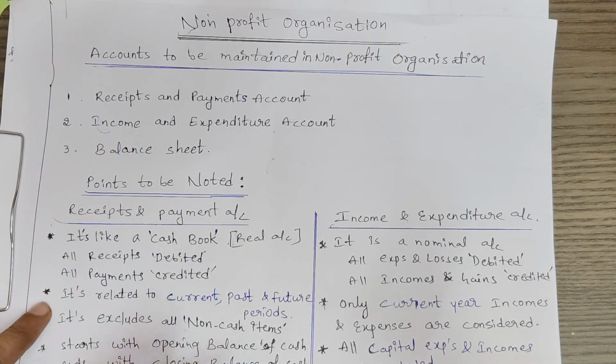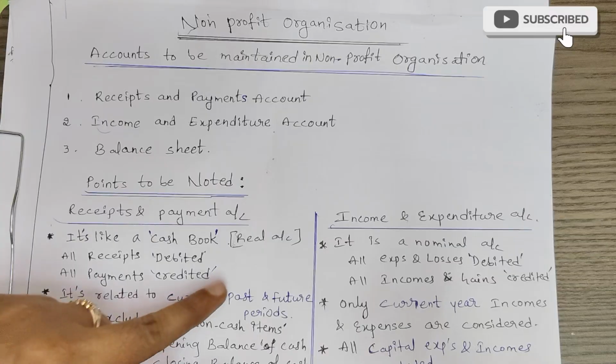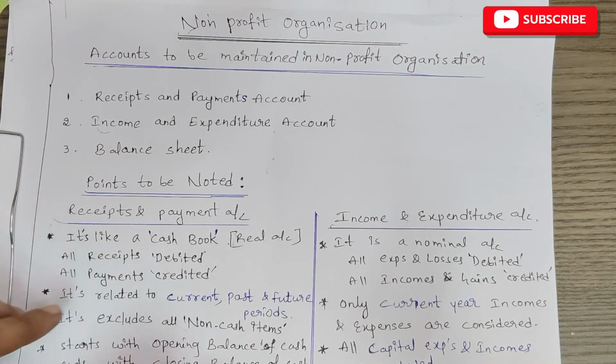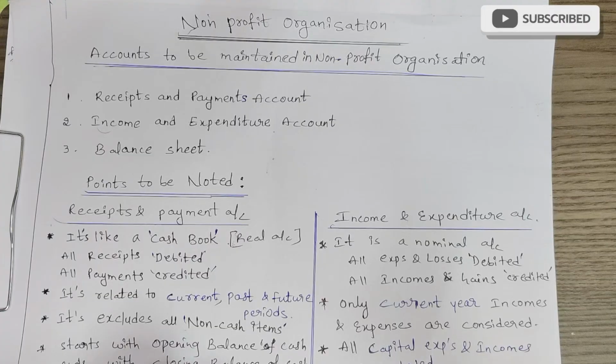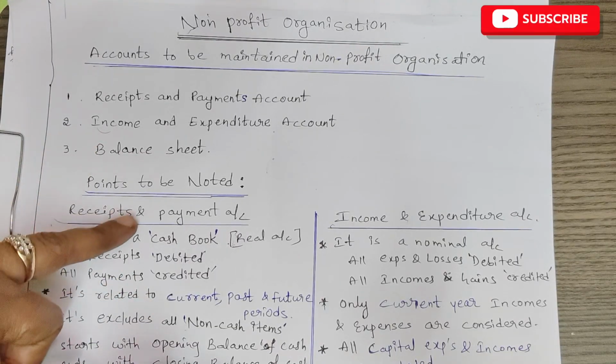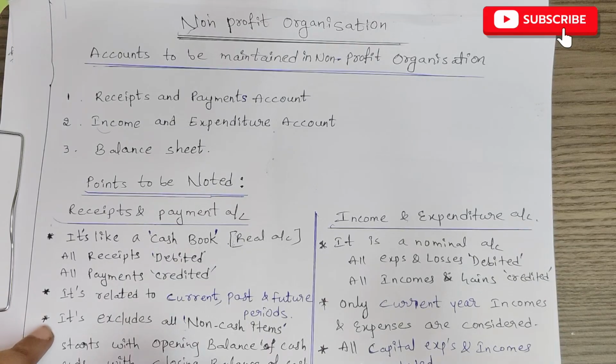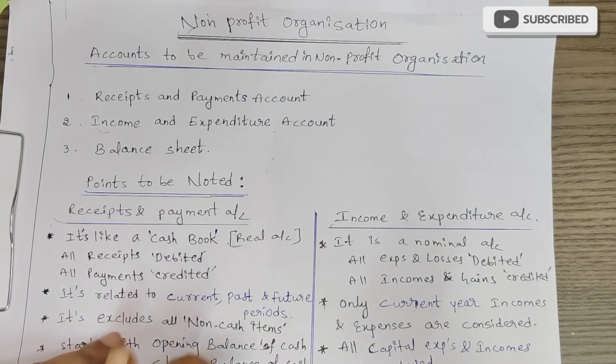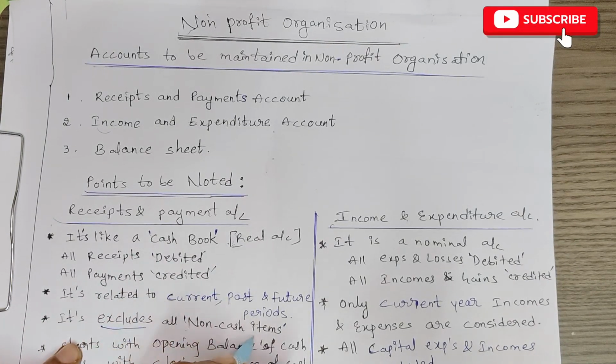The second point is, it's related to current, past and future periods. If you have any information regarding the current year or previous year or next year, those details we need to consider in the receipts and payments account. And third point, it excludes all non-cash items.